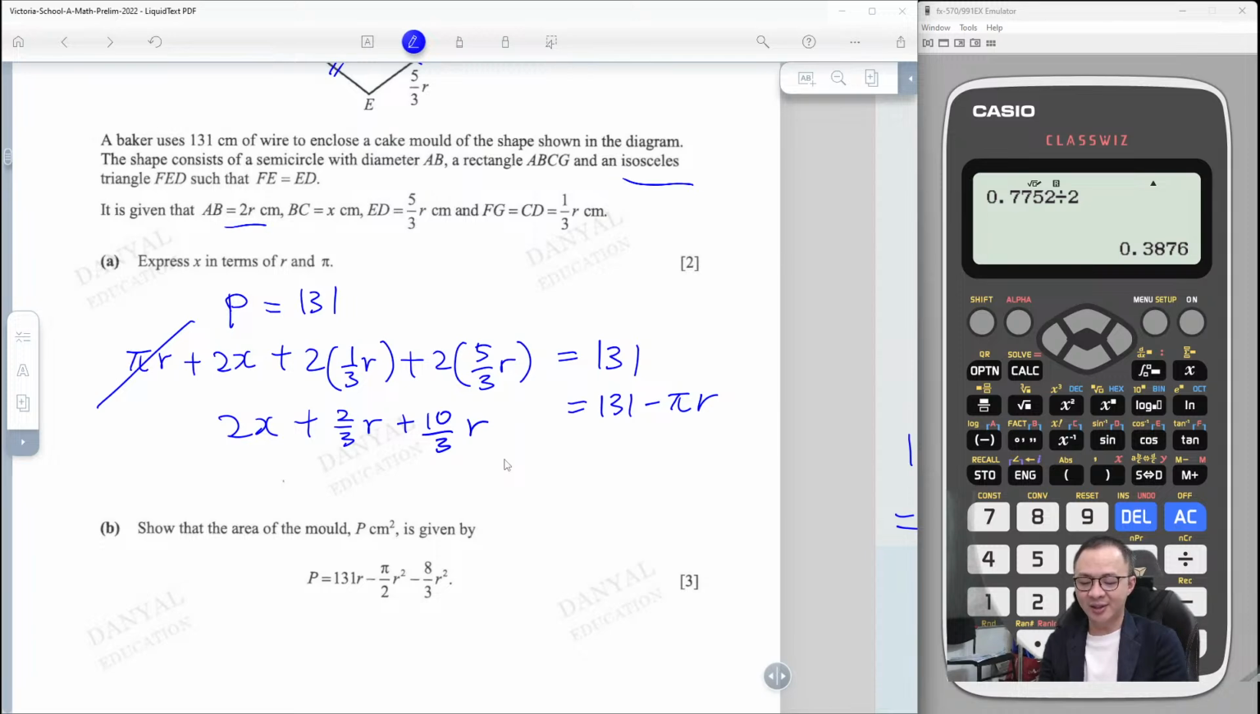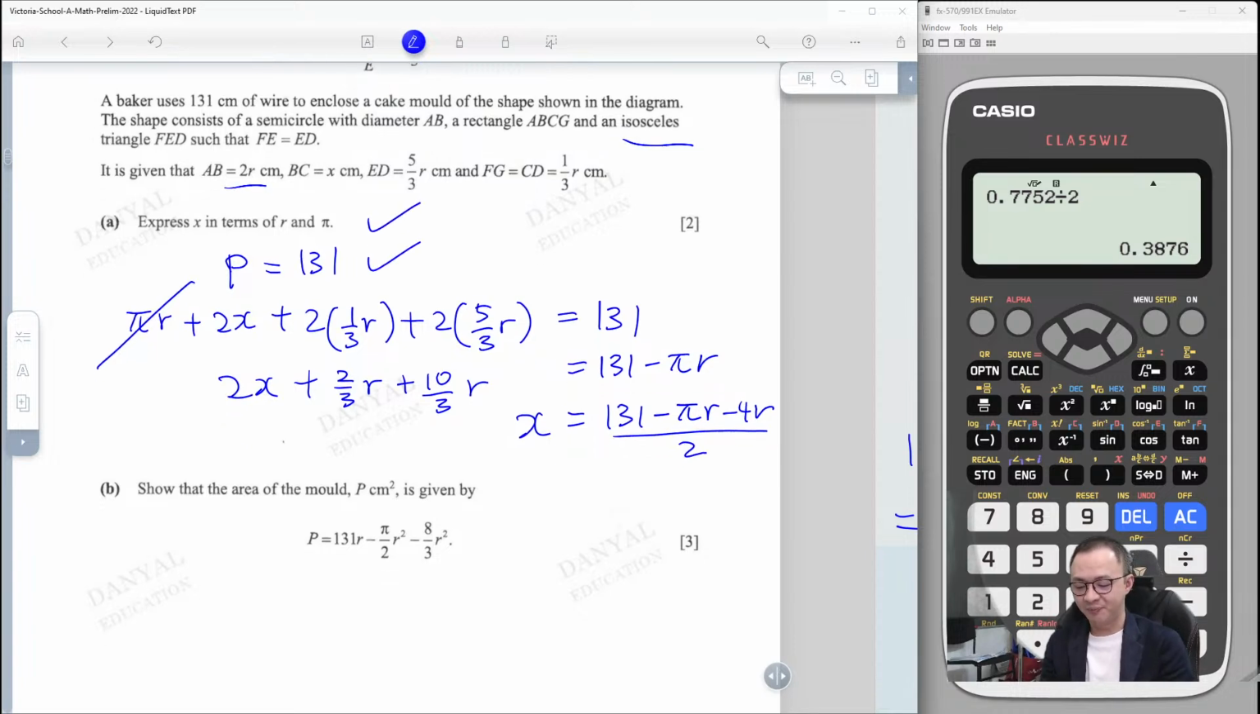Yeah, this one actually is 12 over 3, which is 4r, isn't it? So move to the other side, we should get minus 4r. Minus pi r minus 4r, divided by 2. Done. In terms of r and pi, 2 marks.